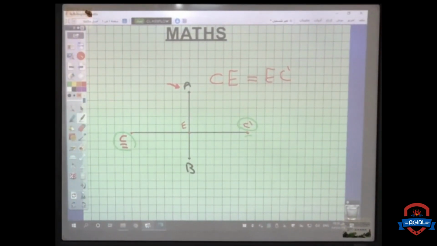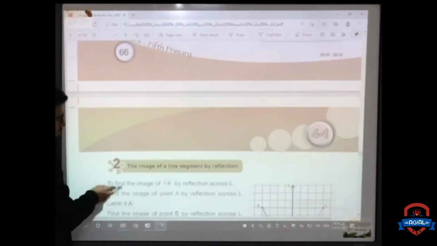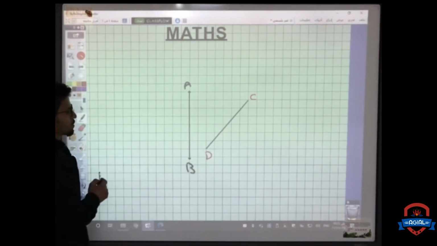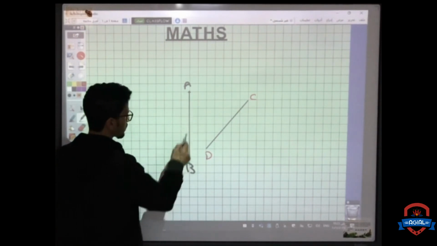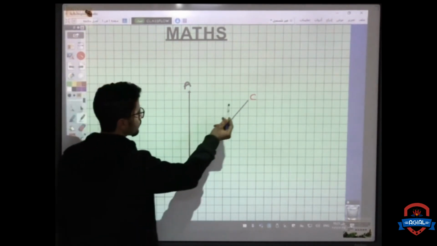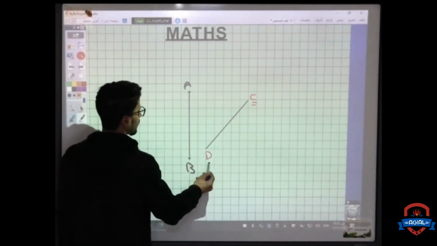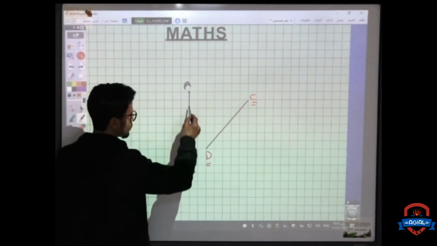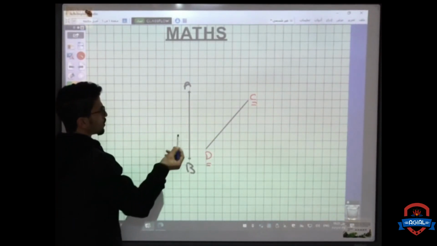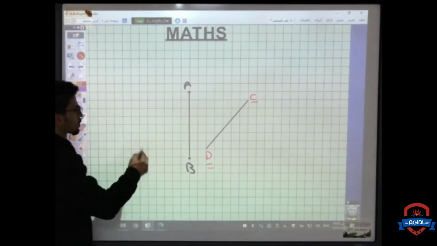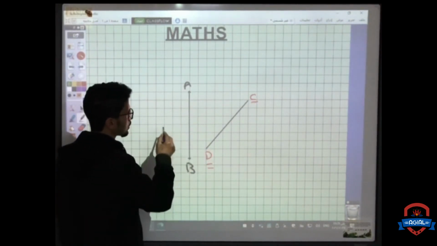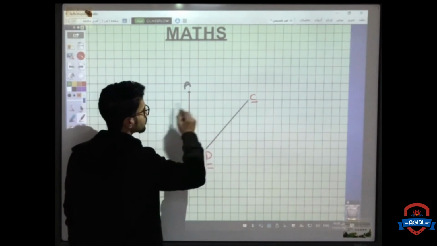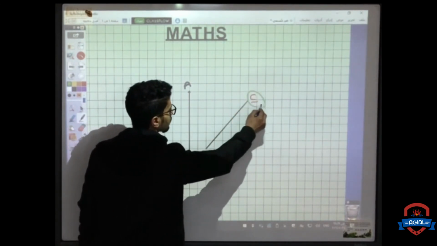And now let's learn how to find the image of a line segment. So the image of the line segment CD. To find the image of the line segment CD by reflecting across the line AB, we have to find the image of the point C and the image of the point D, and we have to draw a perpendicular line to the straight line AB. And we notice that in this graph paper all horizontal lines are perpendicular to all vertical lines. So we can use this line to help us to find the image of the point C.